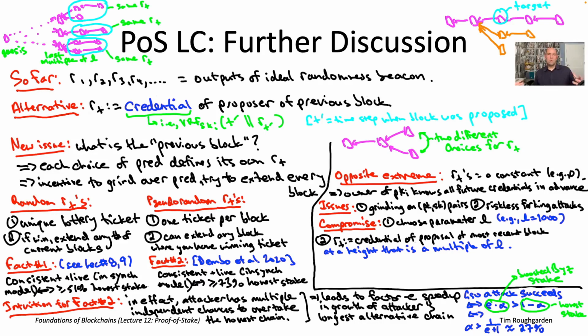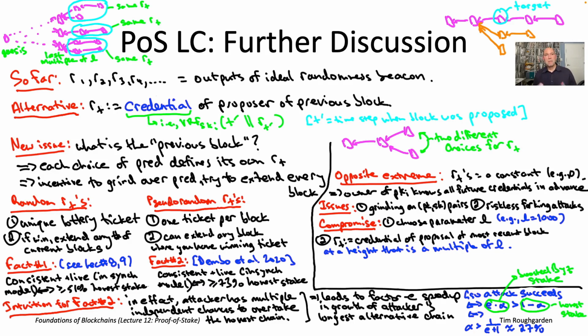So remember the 2 different drawbacks that we're trying to balance with this hybrid solution. One is predictability. When we said suppose we don't have R sub t's at all, or suppose R sub t's are just a constant, then the issue was that everybody knew their credentials until the end of time. And so with this hybrid solution, we do still have predictability, but it's sort of tunable predictability.